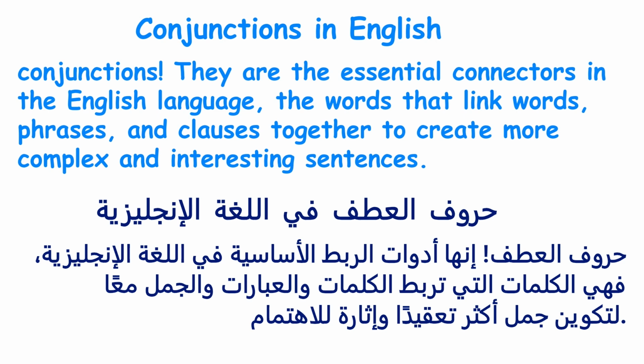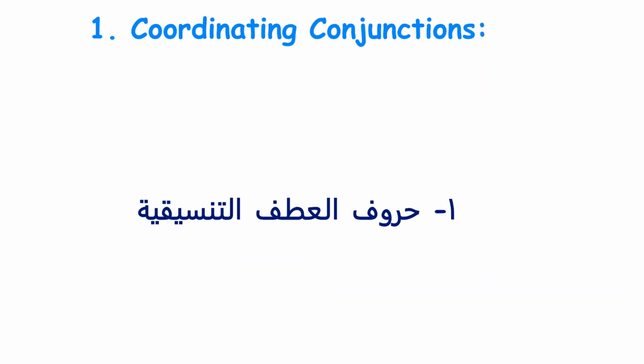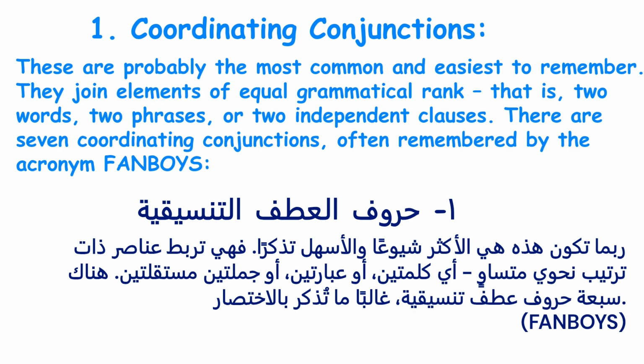There are three main types of conjunctions. 1. Coordinating conjunctions. These are probably the most common and easiest to remember. They join elements of equal grammatical rank, that is, two words, two phrases, or two independent clauses. There are 7 coordinating conjunctions, often remembered by the acronym FANBOYS.